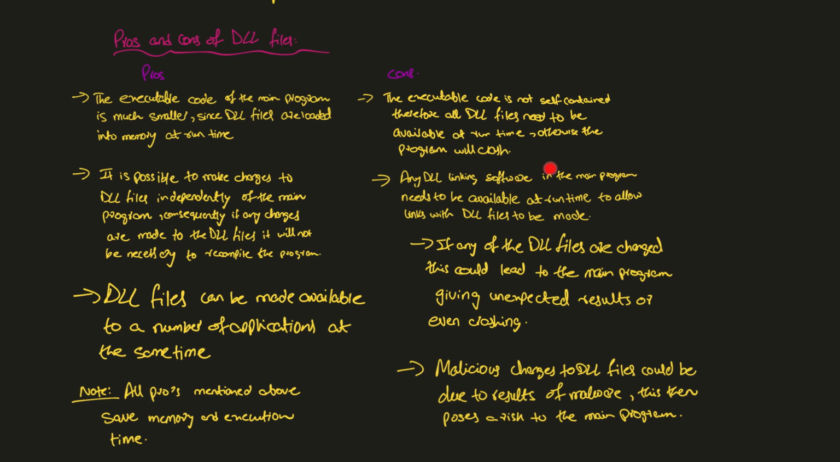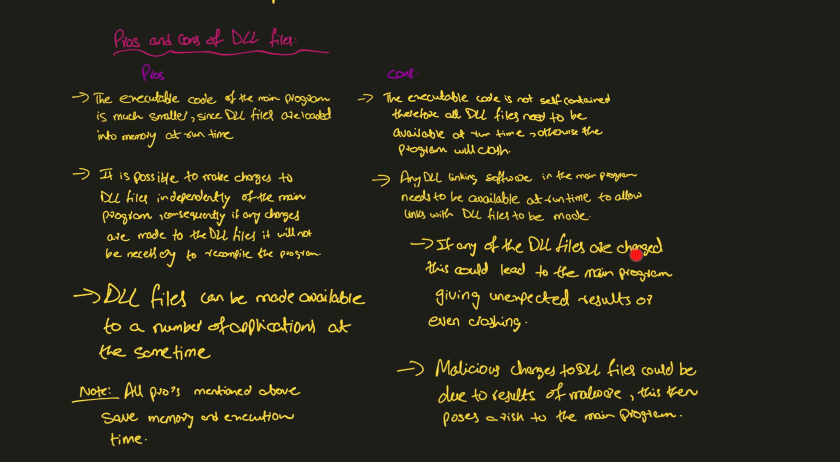Any DLL linking software in the main program needs to be available at runtime to allow the links to be made with the DLL file. Basically, when you're running your software, your main program should have DLL linking software and it should be available at the time when your main program requires the DLL file. Else, it won't be able to make the link at runtime and the program may not work at all.